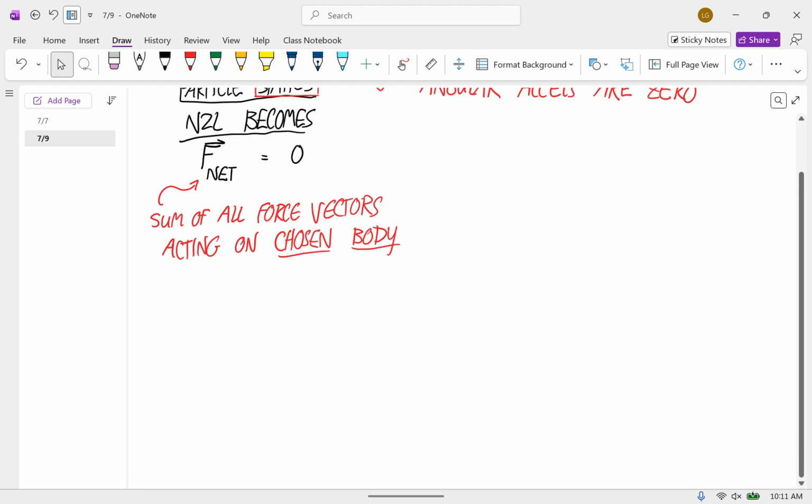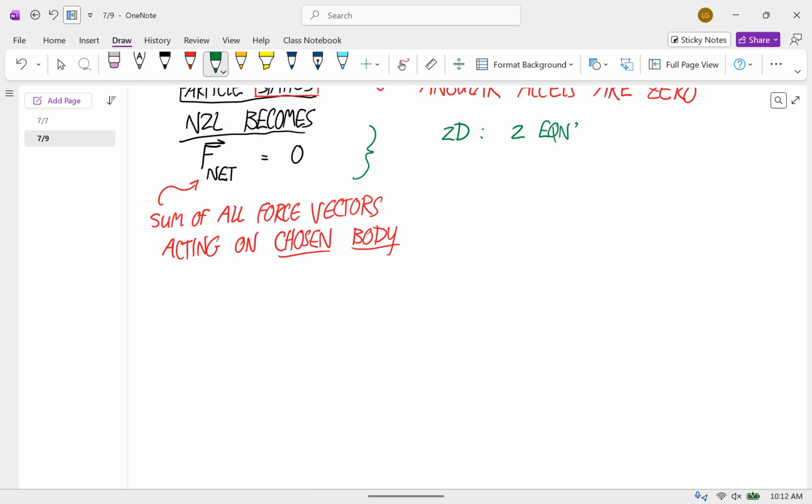Okay, this simple equation. We are going to do some three-dimensional problems, but we're going to do mostly two-dimensional problems. So keep in mind that if you're doing 2D problems, this is a vector equation. So this gives you two equations, like an x equation and a y equation. And if you're in 3D, this gives you three equations.